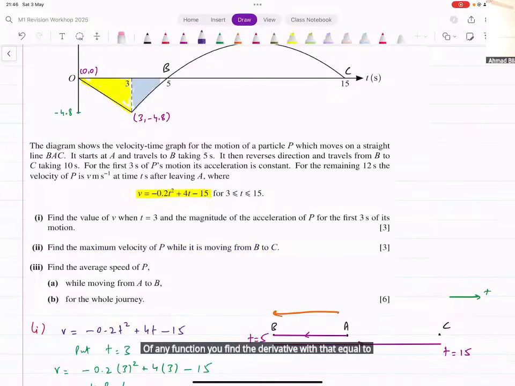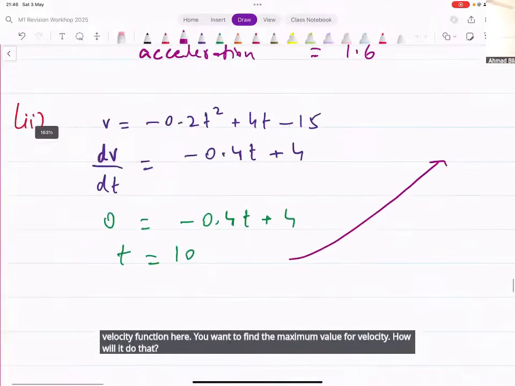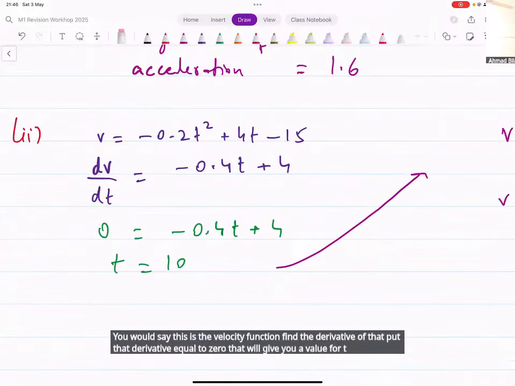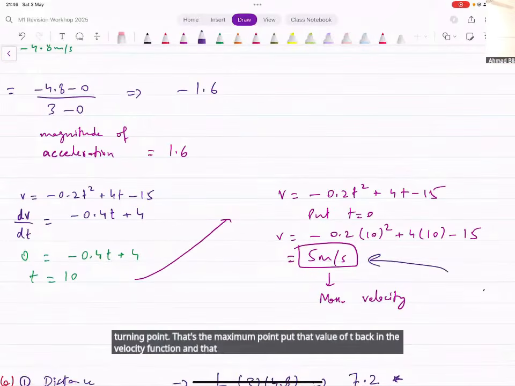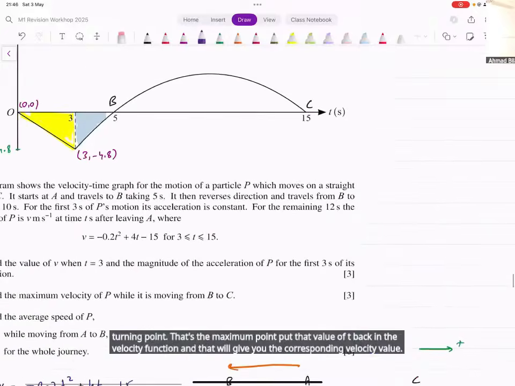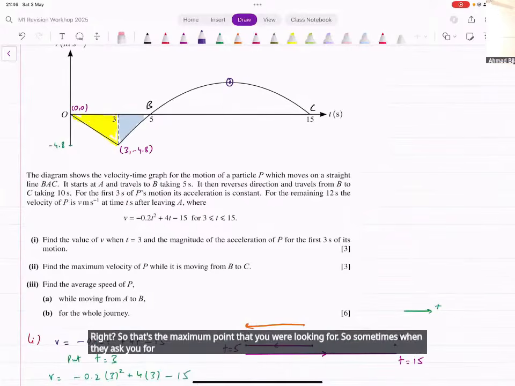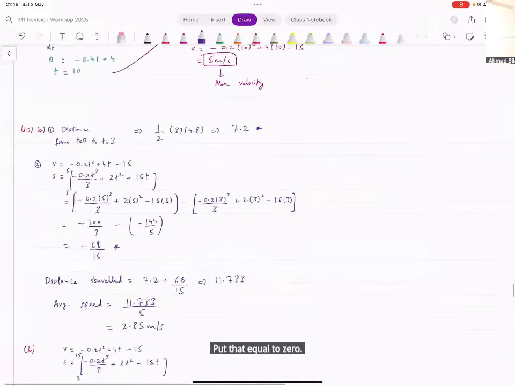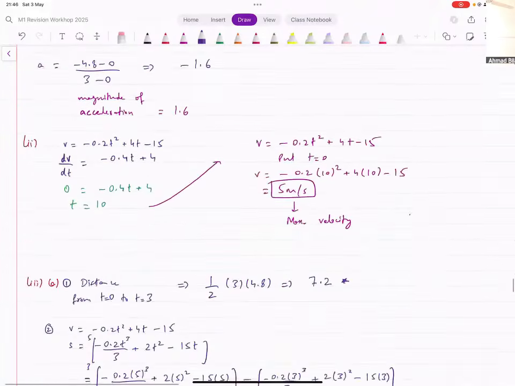You have the velocity function here. You want to find the maximum value for velocity. How would you do that? You would say, this is the velocity function, find the derivative of that, put that derivative equal to 0. That will give you a value for t. That's the turning point. That's the maximum point. Put that value of t back in the velocity function, and that will give you the corresponding velocity value. Right? So that's the maximum point that we were looking for. So sometimes when they ask you for maximum value of something or minimum value of something, you can use differentiation like this, put that equal to 0. Now the rest of this, you can have a look at this in your own time. I'll go through this slowly.